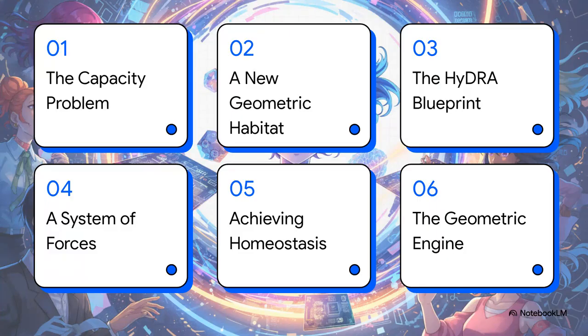So here's how we're going to break this down. First, we'll dig into why we need a new geometry in the first place. Then, we'll look at the high-level anatomy of the model. After that, we'll dissect the key organs that keep the whole thing stable, see how it actually regulates itself, and then we'll put it all together at the end.